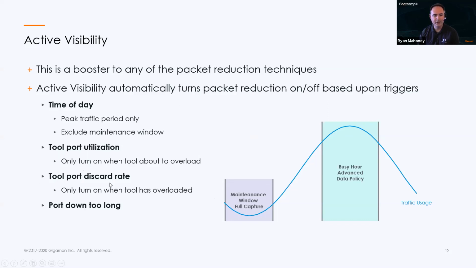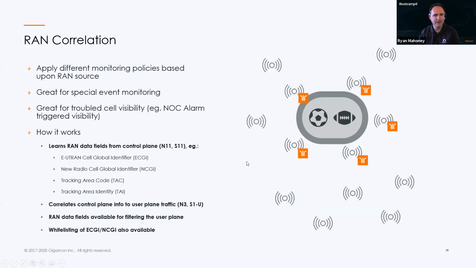or even on the tool port discard rate. So if you see non-zero discard rate, then that can be a trigger to turn on packet reduction. All right, so that's active visibility.